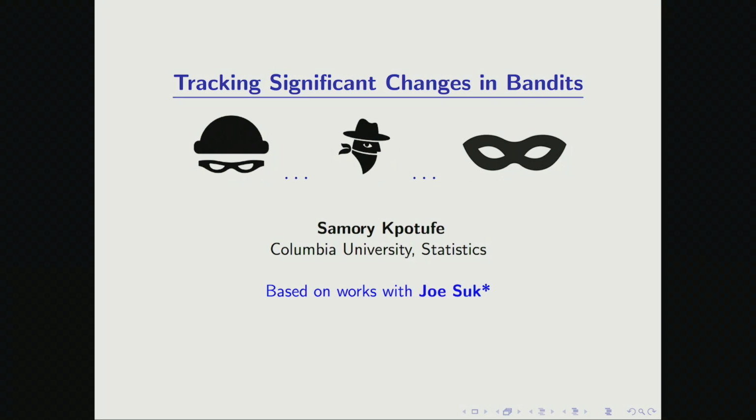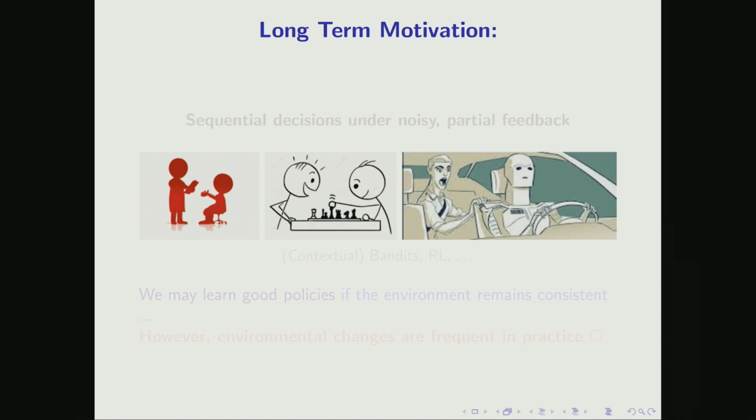First, although I'll be mostly talking about Bandit, let me just set up a long-term motivation. More generally, we are interested in sequential decisions under noisy partial feedback. And so there are various problems there: there's contextual bandit, there's RL, there are all sorts of tracking problems. And generally, it is clear in a lot of these problems, there are many applications. I have these little cartoons there for the various applications.